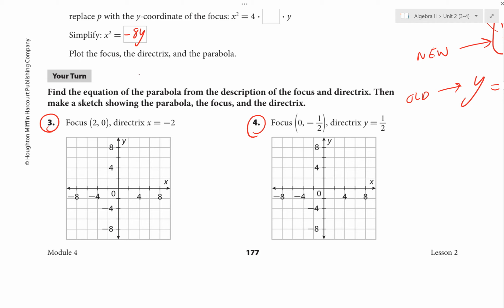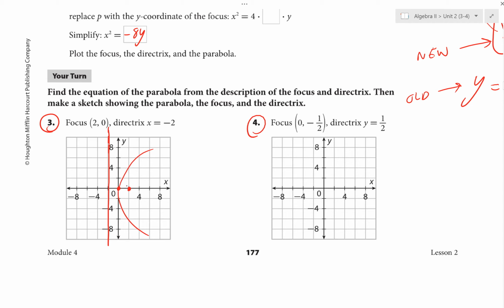Okay, let's see how you did. So on the first graph, the focus is at 2, 0, which is here. The directrix is at x equals negative 2, which is a vertical line. And so the vertex of the parabola has to be halfway in between those two, and it's going to wrap around its focal point.